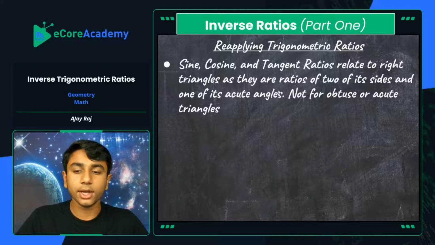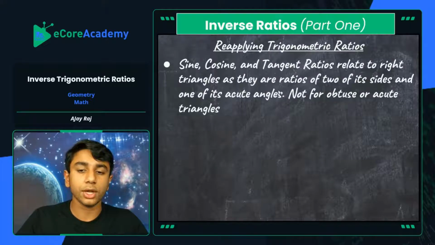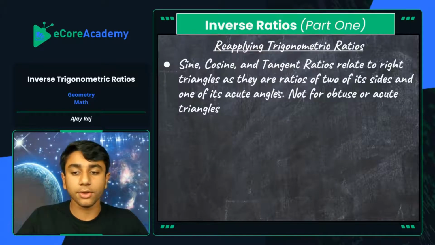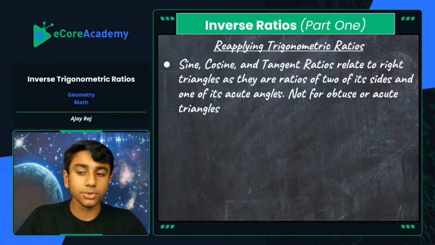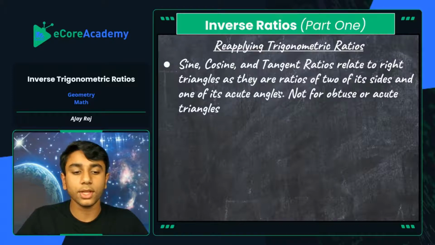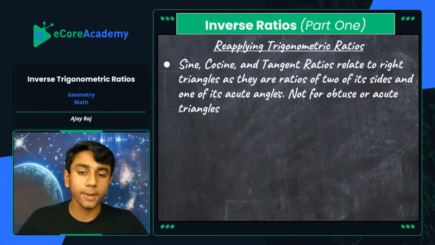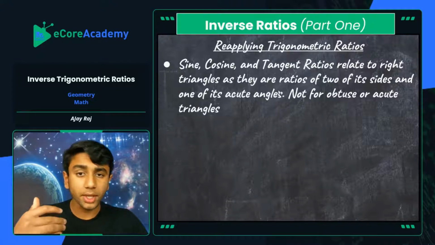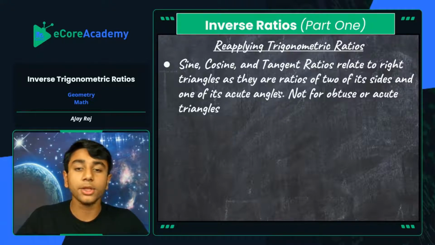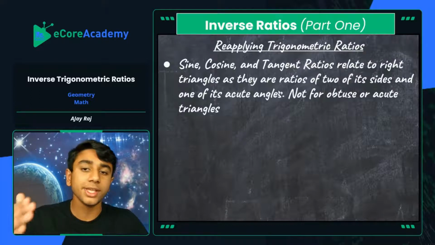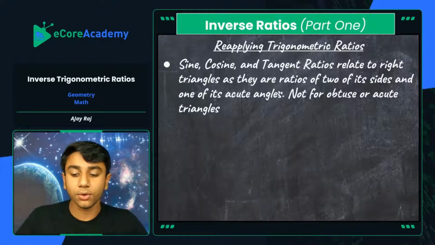So sine, cosine, and tangent ratios relate to right triangles, as they are the ratios of two sides and one of its acute angles. So they're not for obtuse or acute triangles. So essentially what sine, cosine, and tangent functions are is that they're ratios relating side lengths of triangles. And those relations can not only apply to your given side lengths, but they can also apply, utilizing their inverses, to calculate missing angle measures. And that's going to be the goal for today.